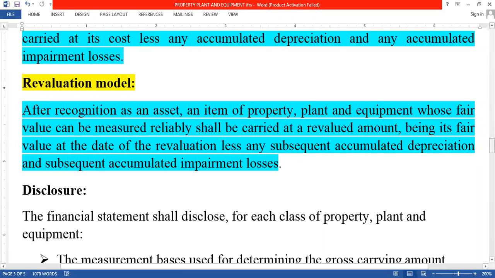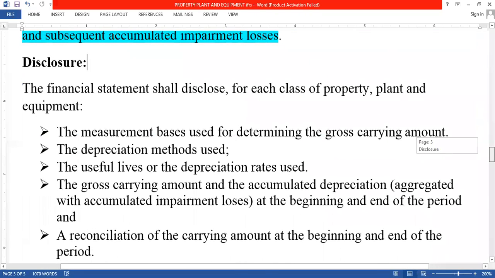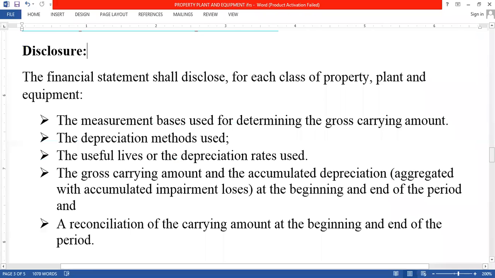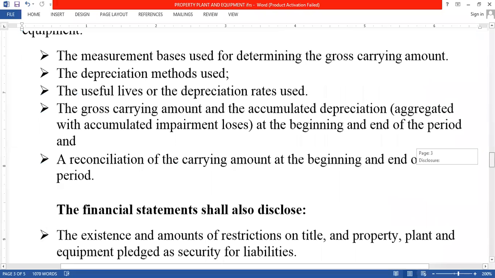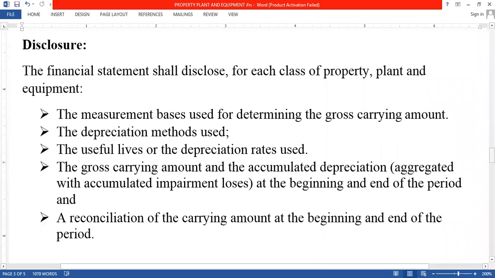Yes, after that we are moving on to the next major important concept here: disclosures. This is a very essential and most important concept. It is asked as a 6 marks question. Write down the disclosures of property, plant and equipment, or explain the disclosures of property, plant and equipment. So what are the disclosures of property, plant and equipment? Indian Accounting Standard 16 they asked for you.